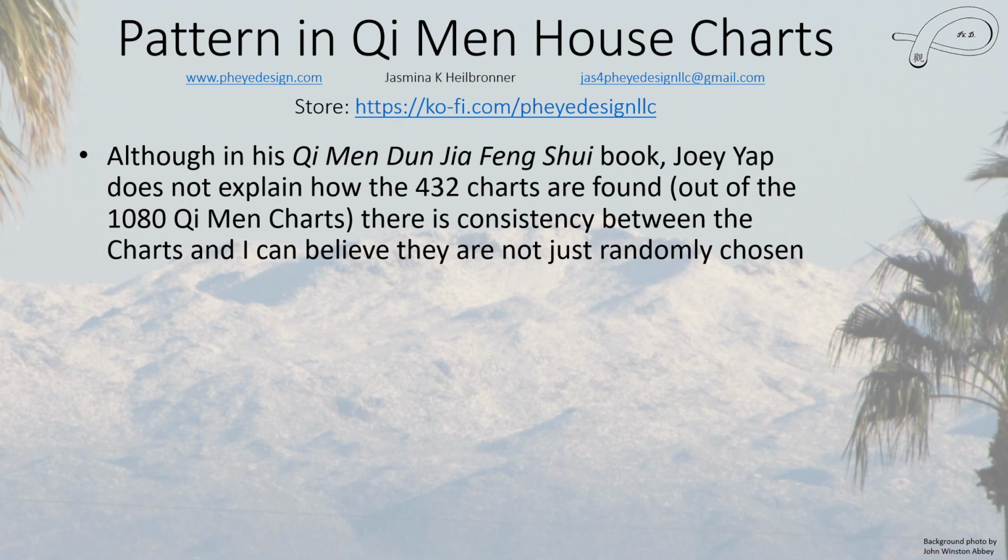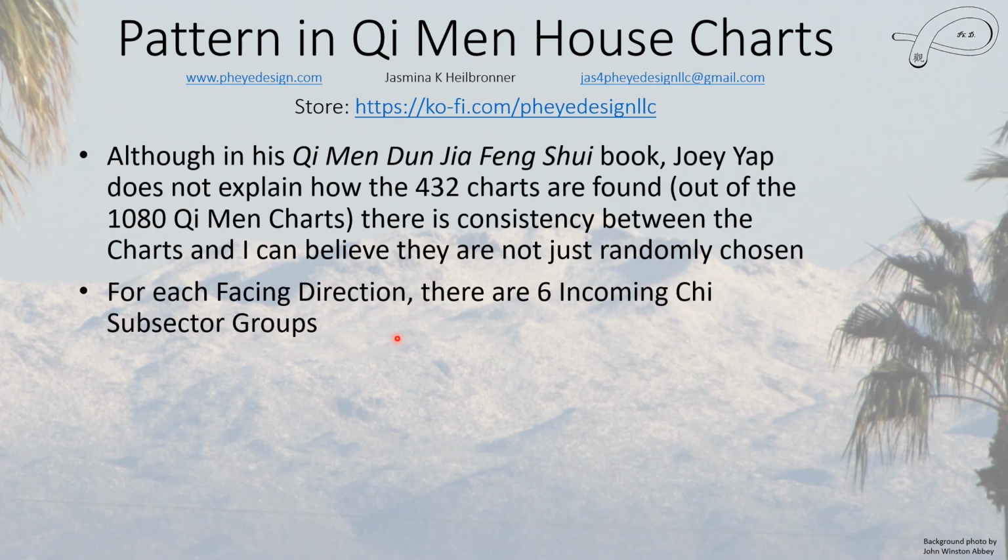Charts. Now, in the book that actually lists all of the house charts, Joey Yap doesn't explain how those 432 charts are found out of the over 1,000 charts available. But after the third time of looking at it, I finally see some real consistency and real patterns there that I can believe are not randomly chosen, because he doesn't even talk about how this is done in his classes. He just says, do it. Use my really expensive software and you'll be fine.